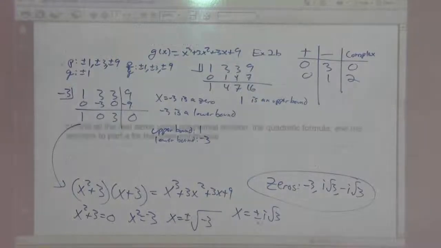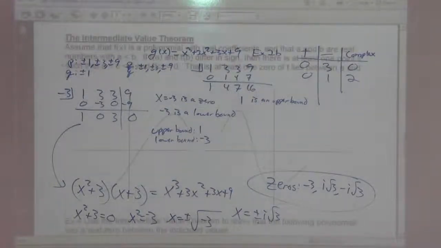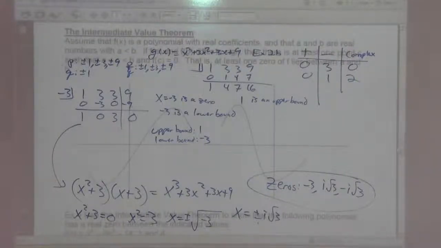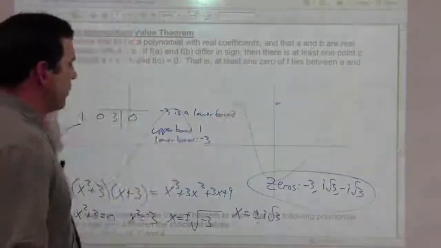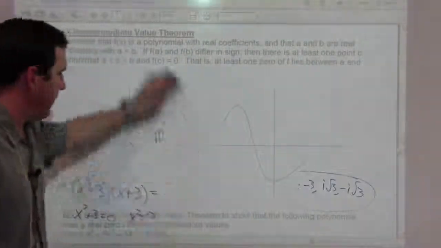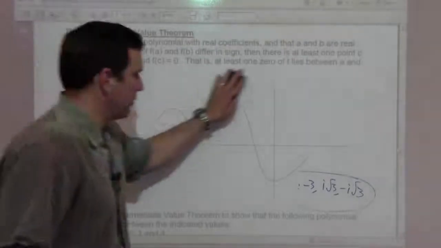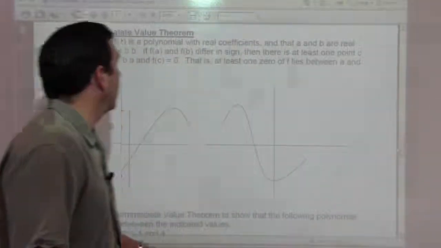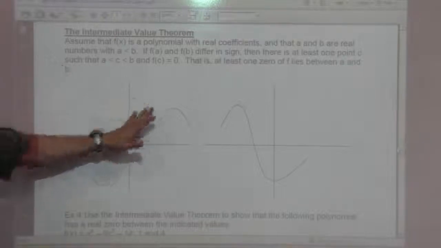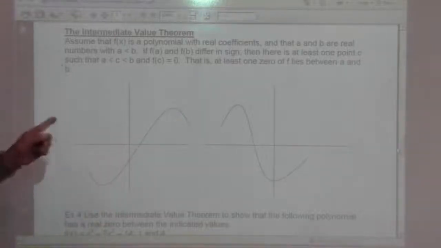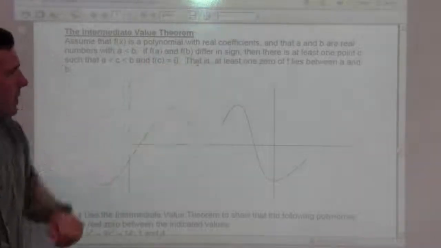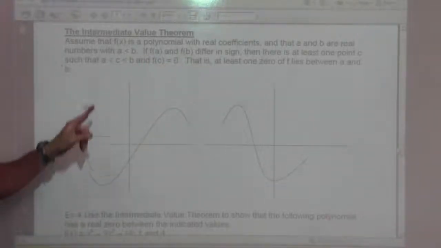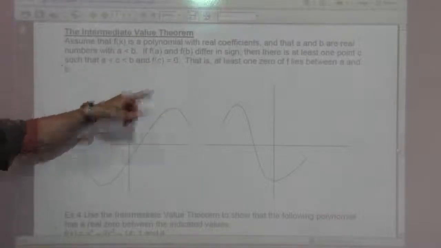Okay, the intermediate value theorem is a really cool theorem. That's the next concept, and you're going to see this in calculus too, a calculus version of it. Okay, here we go. Assume f of x is a polynomial with real coefficients, and that a and b are real numbers, where a is less than b. If f of a and f of b differ in sign, then there's at least one point c between a and b where f of c is 0.